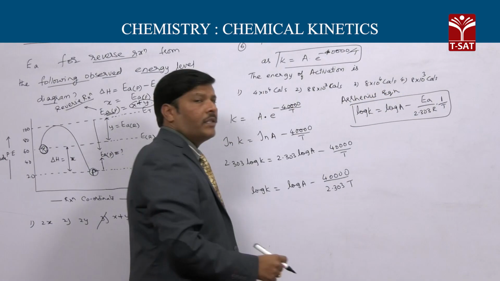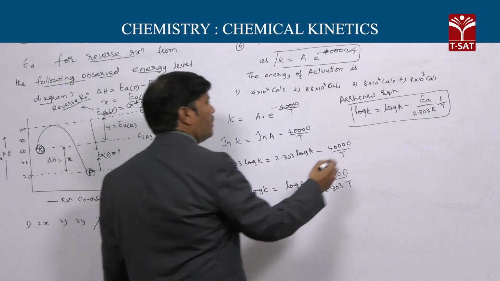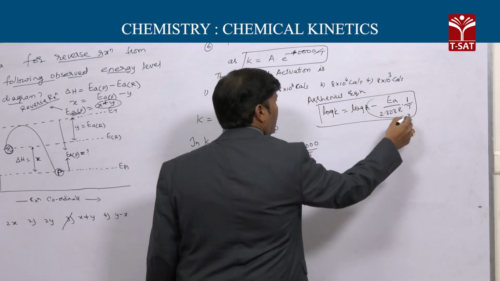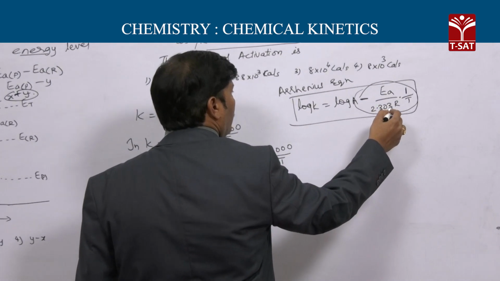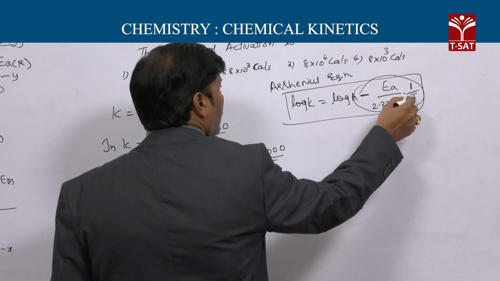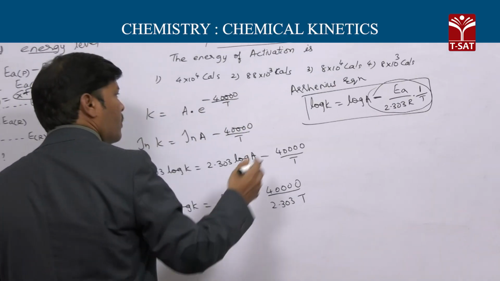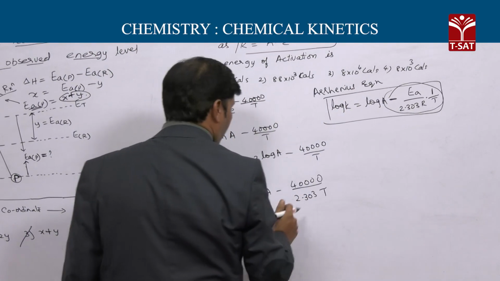This is the original Arrhenius equation. Take this term, minus Ea, that is minus of activation energy divided by 2.303 into R into 1 by T, where T is the temperature. Take this and equate it with minus 40,000.